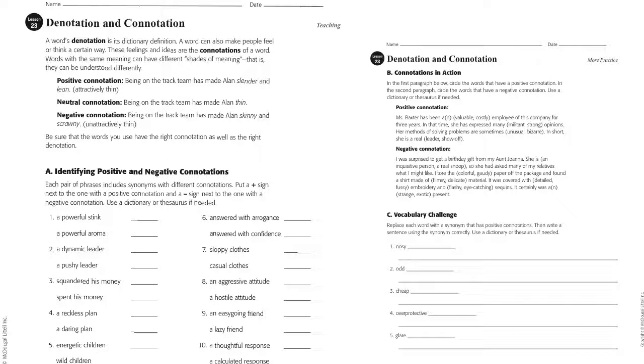So take a look at exercise A. They're going to be giving you pairs of phrases, and you've got to decide if they are positive or negative. In other words, do they have a positive connotation or a negative connotation? And like the directions say, beside each phrase in the pair, decide which one is negative and which one is positive, and please indicate that with a plus or a minus.